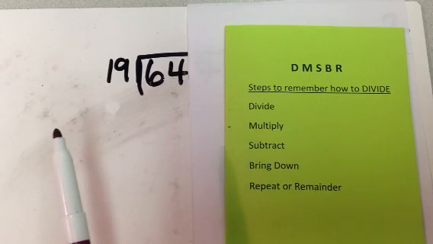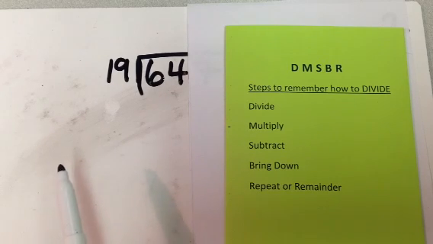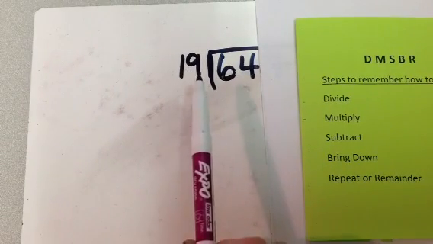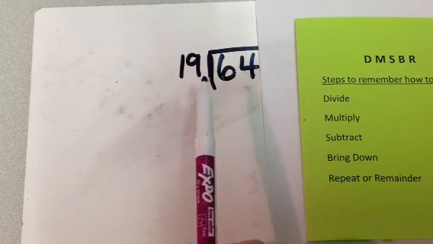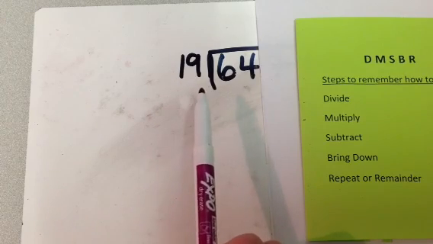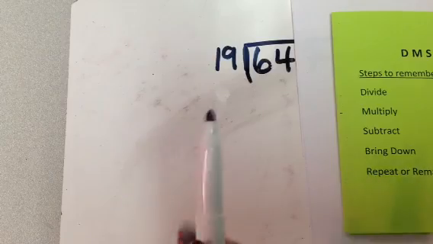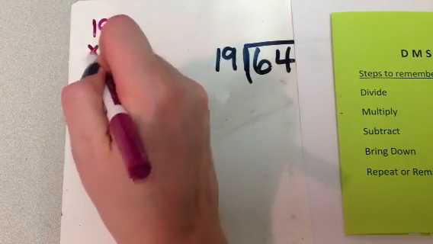Can 19 go into 64? Yes, it can. I am not sure how many times though, right? I am going to say, 19's kind of close to 20, right? And I know that 20 times 3 is 60. So I bet that's going to get me close to 64 if I do 19 times 3.